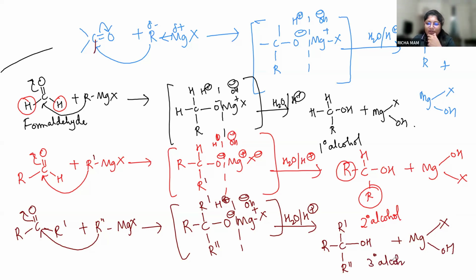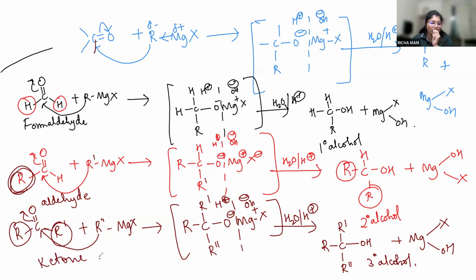So what you can say is that when I'm using formaldehyde with a Grignard reagent, I'm going to get a primary alcohol. When I'm using an aldehyde, except formaldehyde, one alkyl group should be present, then it will give you a secondary alcohol. When you are using a ketone, you are going to get a tertiary alcohol. Is it clear?